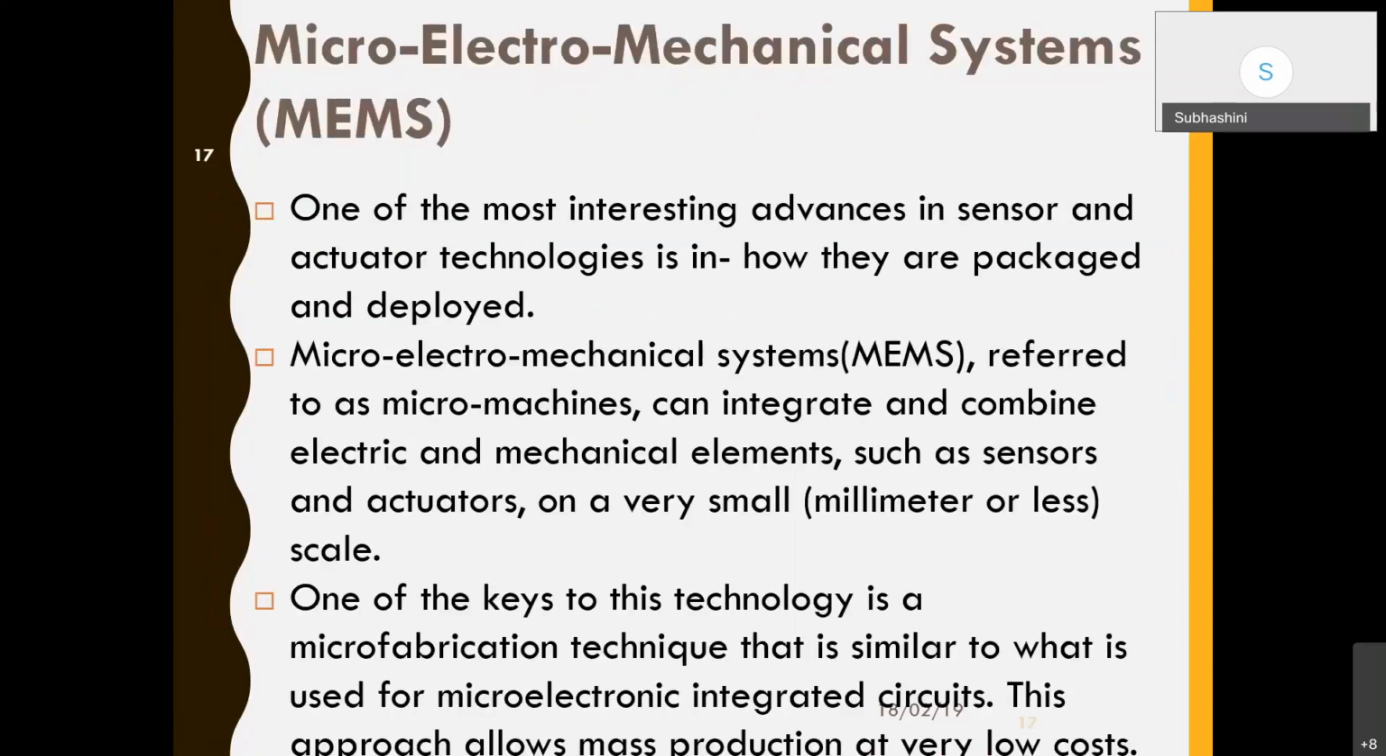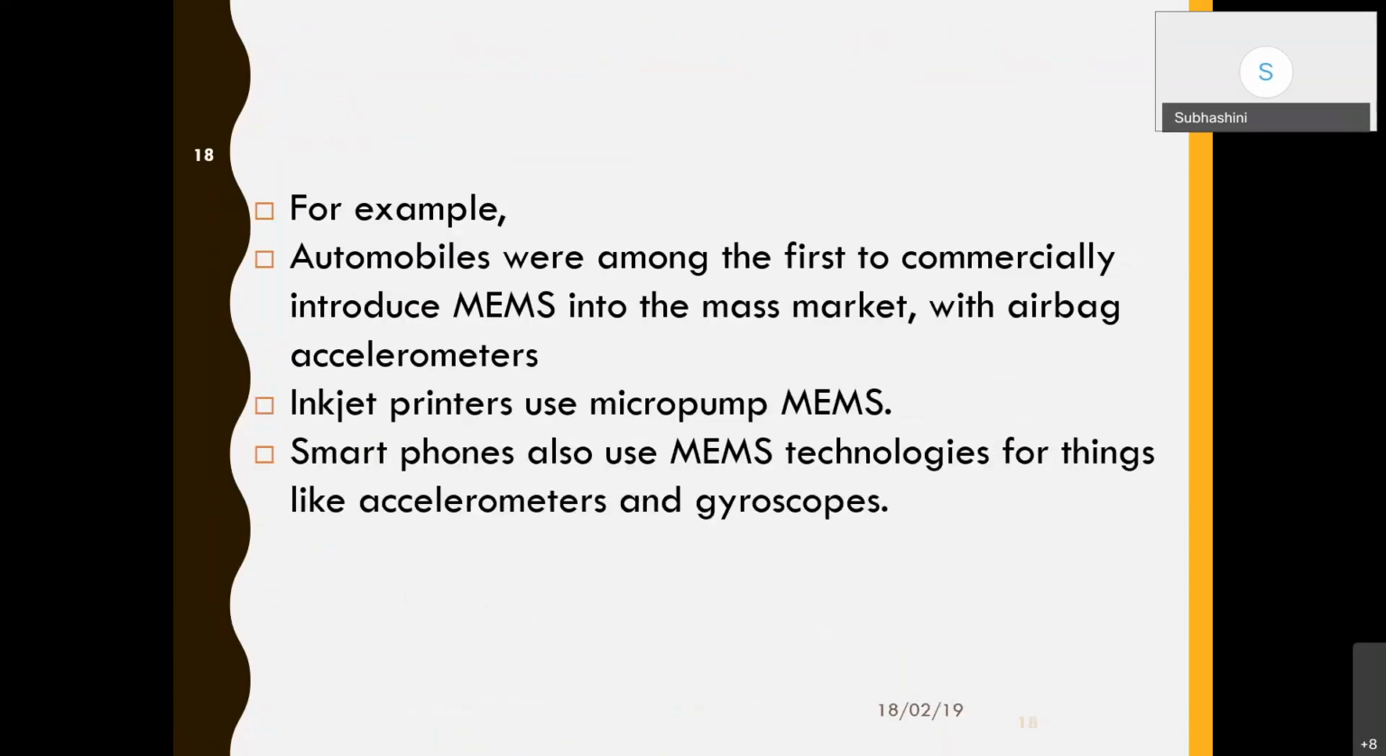Now, the next component which is used in IoT is MEMS. What are these MEMS? MEMS stands for microelectromechanical systems. They are nothing but a combination of electrical and mechanical elements. That means they have both in them. They have a sensor and an actuator inside, so they perform both sensing and acting. They are preferably low cost devices.